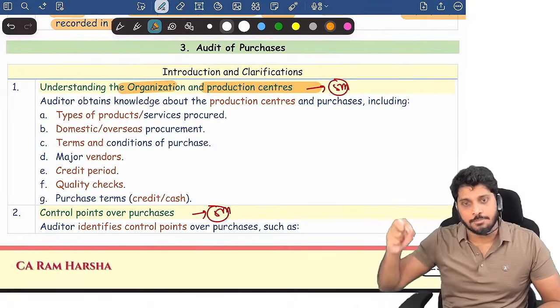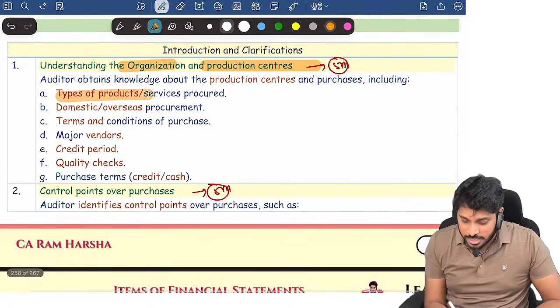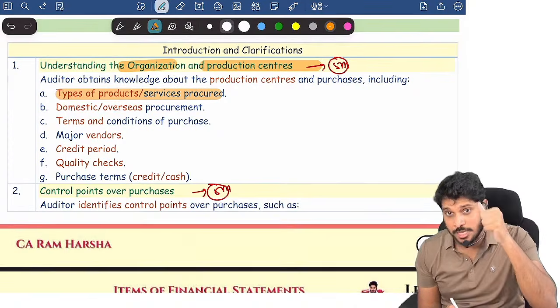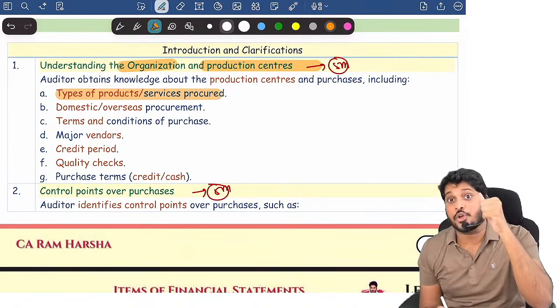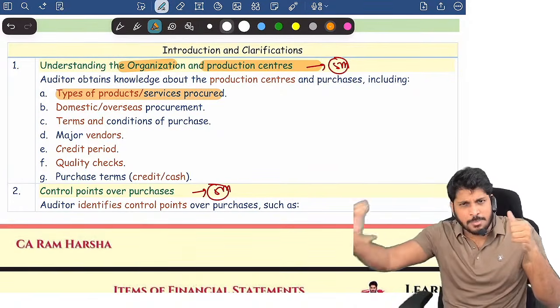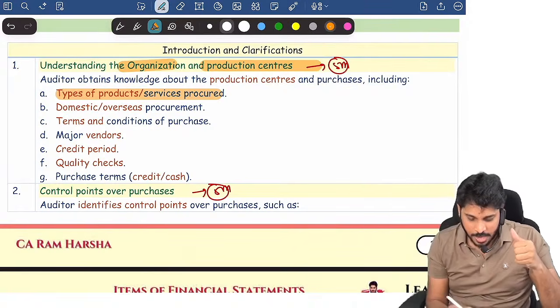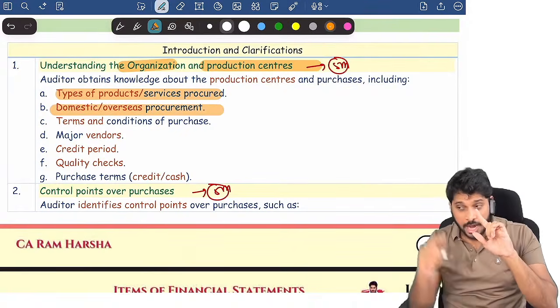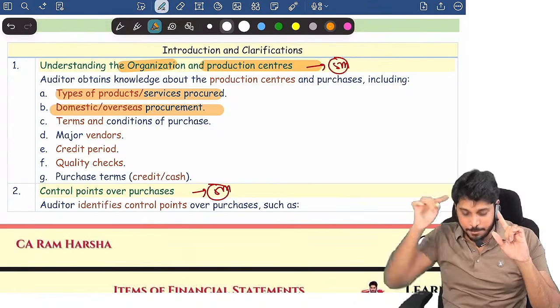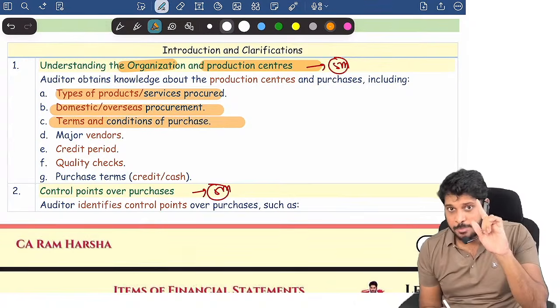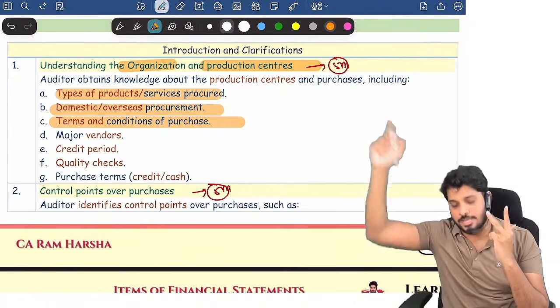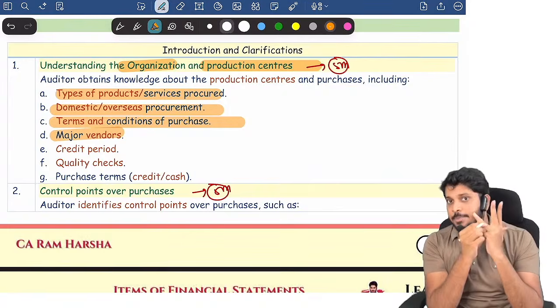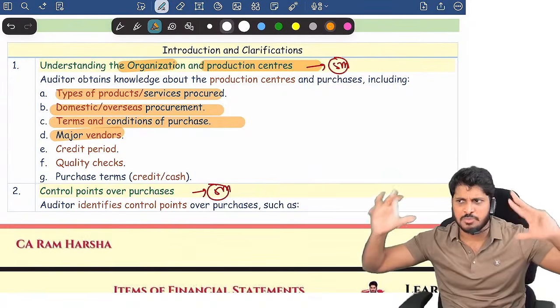First understand the company. What you need to understand is what type of products the company is producing, and what the company is procuring, what they are purchasing: domestic, overseas, are they buying locally, are they importing it, and the terms and conditions of the purchase. Look at the terms and conditions with suppliers. Who are the major suppliers for the company? For every company, suppliers will be very limited.